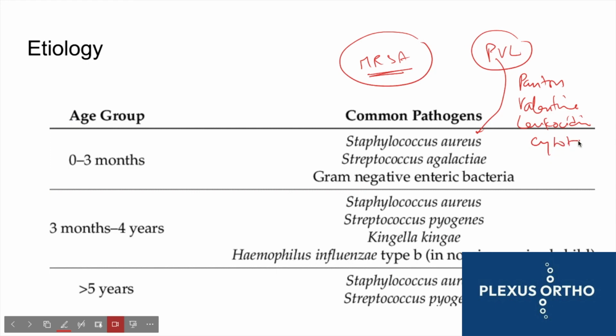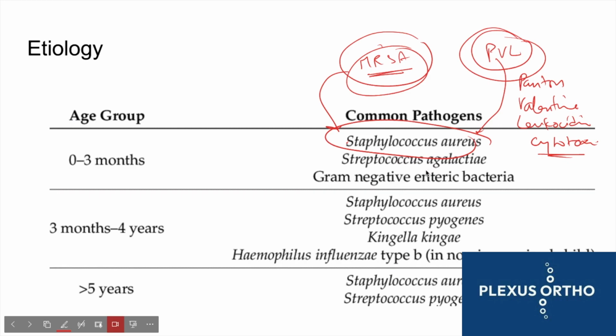Cytotoxin. So PVL. Some of these are PVL positive strains, which are associated with more complex infection with severe fever, abscess, DVT, etc. Normal Staphylococcus aureus is associated with simpler infection as compared to MRSA strains and PVL strains. Very important to understand.